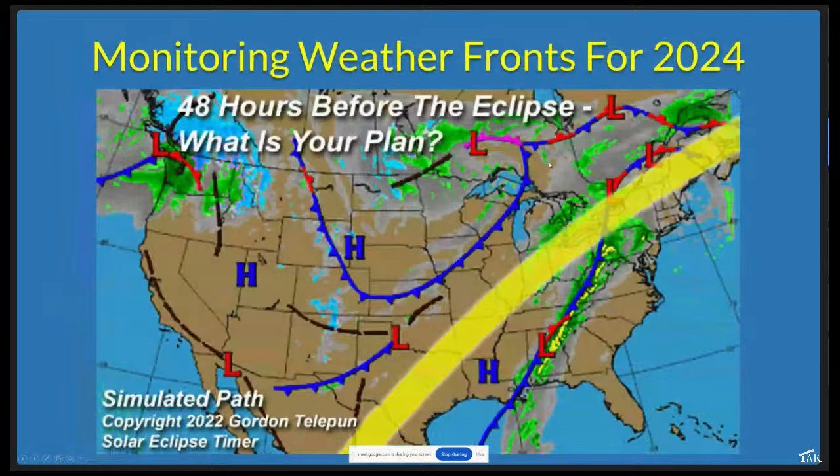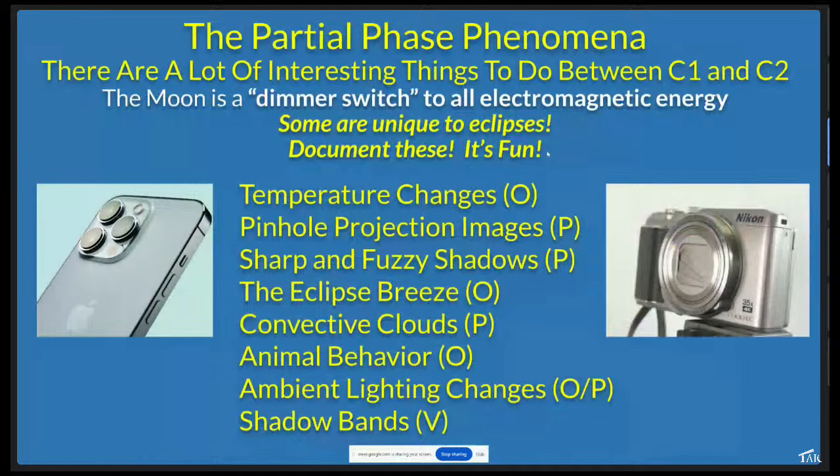The problem with this April eclipse is a lot of the weather patterns in the United States have this direction of a long drawn out front that moves from the southwest to the northeast. And you can see the shape of those fronts matches the shape of the path a lot. So if we have a bad eclipse day, we are at risk for having hundreds of miles of the path being under one of those fronts.